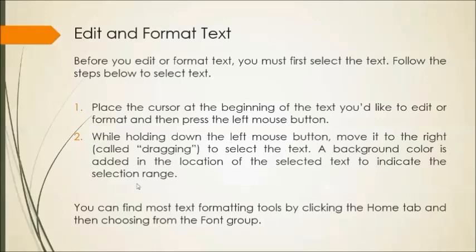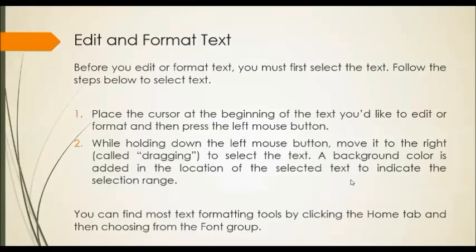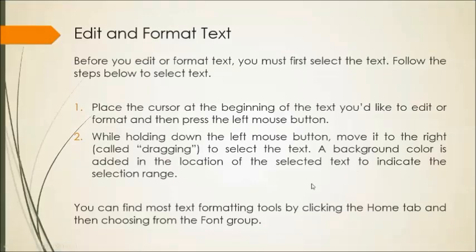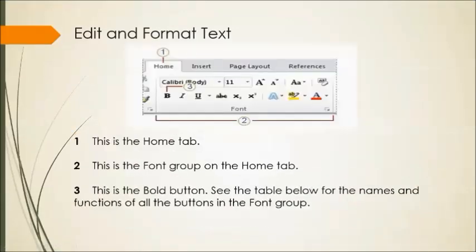You can find most text formatting tools by clicking the Home tab and then choosing from the Font group. So we have here a diagram showing the Home tab. Number one, this is the Home tab. And number two, this is the Font group on the Home tab. And number three, this is the Bold button. We have the table on the next slides to show some of the functions of all the buttons in the Font group.